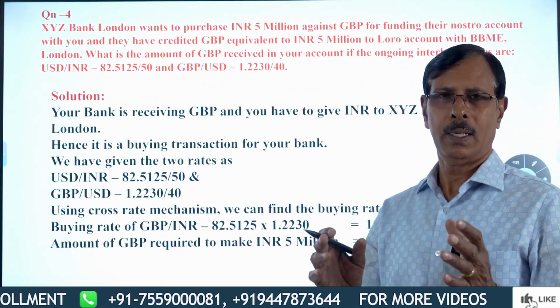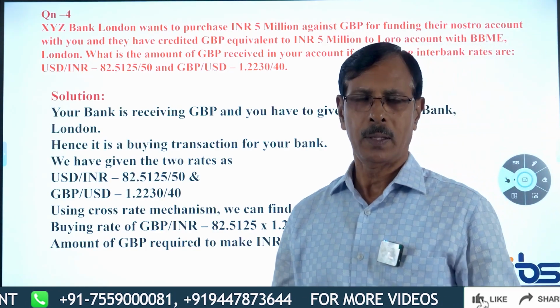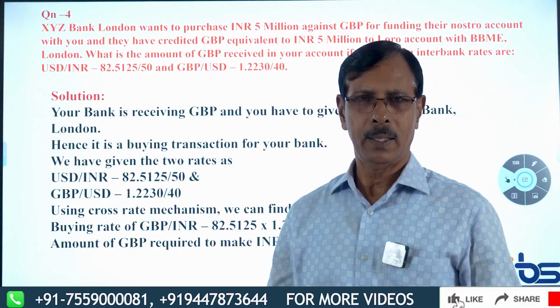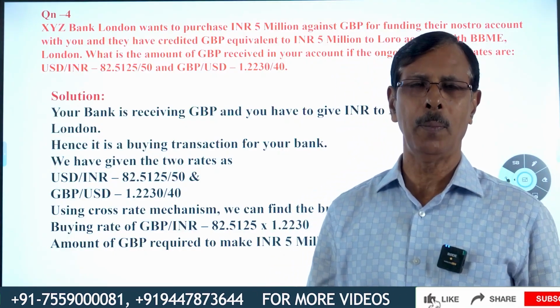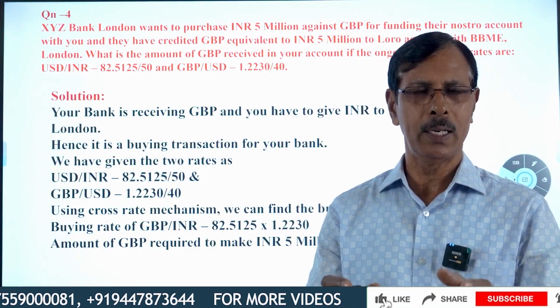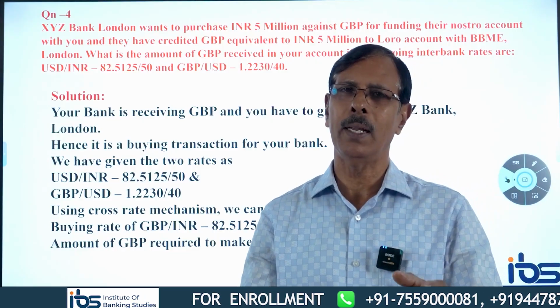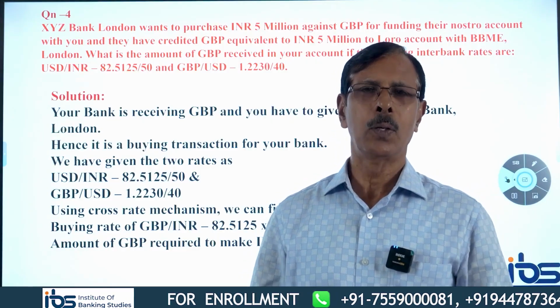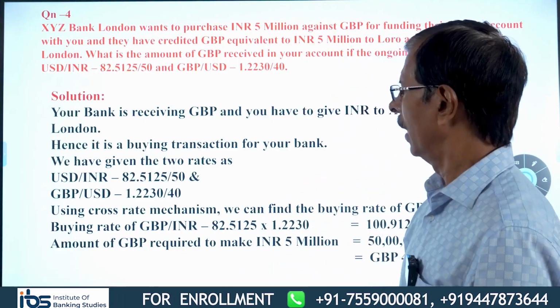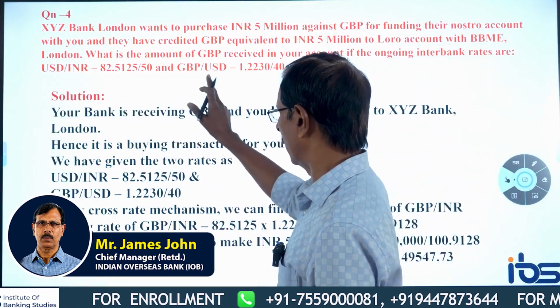I'll repeat the question once again. Here, there is a foreign bank which is maintaining a rupee account with you. The bank is XYZ Bank London, and they require Indian rupee 5 million, and they are ready to give GBP. So that means you are getting GBP and you have to pay Indian rupee. That means you have to apply the buying rate of GBP INR, which is not directly available. Instead, you have this rate and this rate.